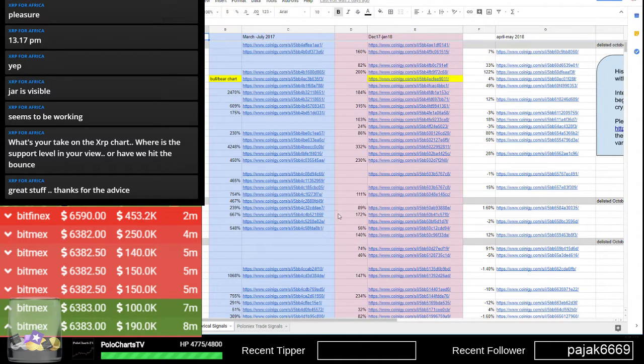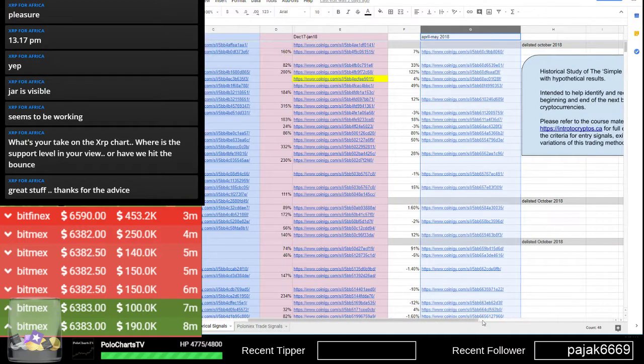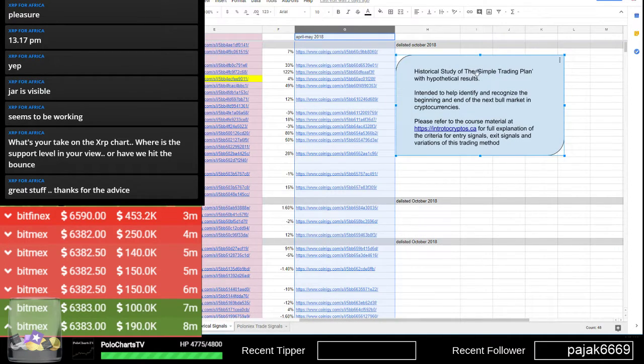So what I did is I went over all of the markets from March to July of 2017, from December and January 2017-18, April, May of 2018, and I studied my simple trading plan with hypothetical results. So this will help me identify the patterns and recognize the beginning and the end of the next bull market in cryptocurrencies.